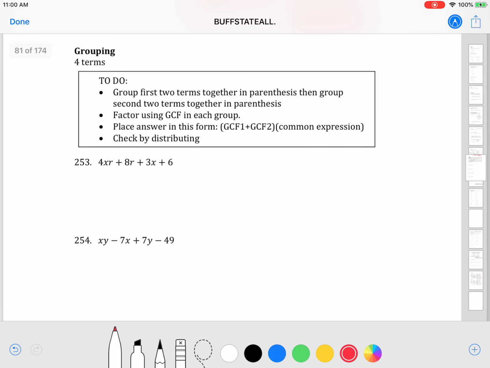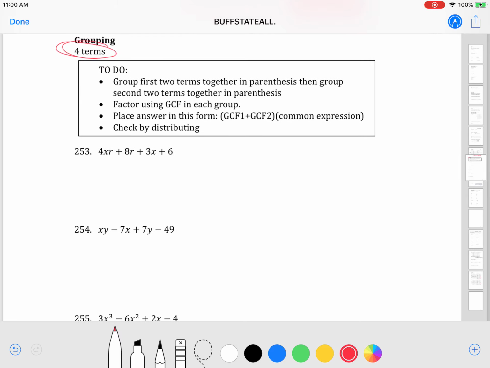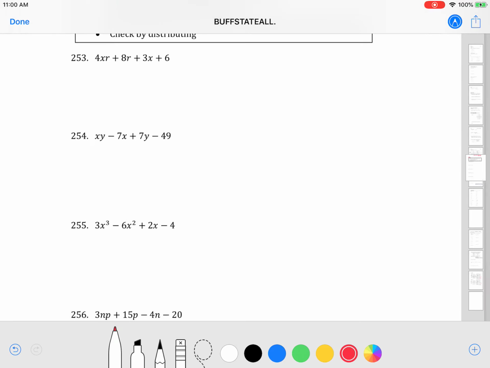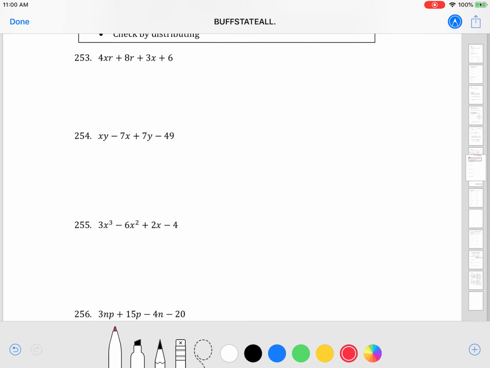All right, moving on to our next type of factoring. It's so easy to know when you're supposed to do grouping, but it's a tougher method. You're going to do grouping when you have 4 terms. And that's really all there is to it. So again, the to-do is in this box. I'm going to walk you through how to do it myself. If you look at 253, you have 1, 2, 3, 4 terms. That tells you right off the bat that you're going to use this grouping method. So you start by grouping your first 2 terms together and your second 2 terms together. That word grouping is supposed to help you know to do that first step.